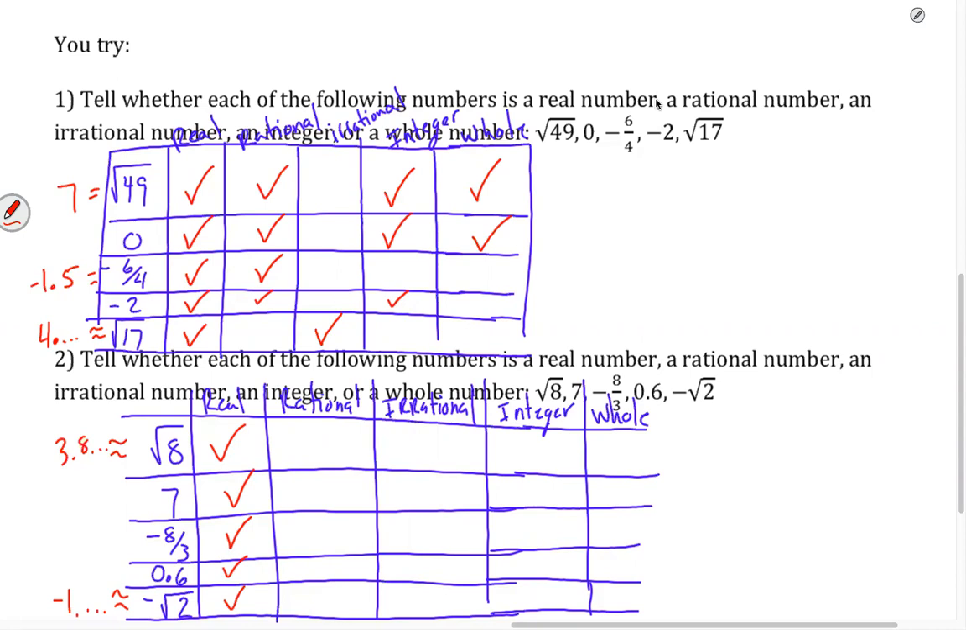Rational, well, that's going to be 7, negative 8/3, and 0.6. The square roots are irrational because they're decimals that go on forever. 7's the only integer because it can't be a decimal or a fraction. And 7 is the only whole number.